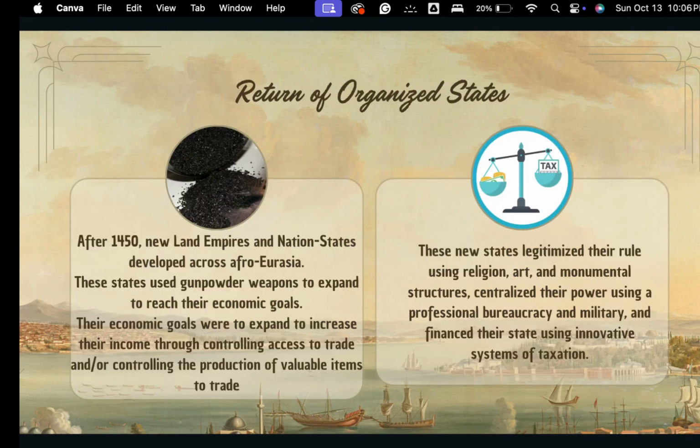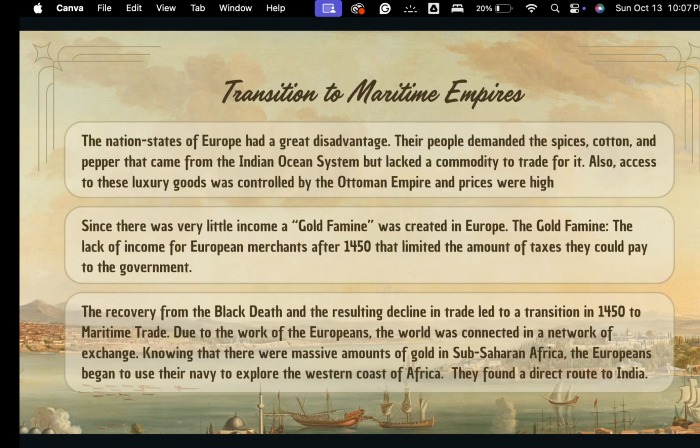So, after 1400, new land empires and nation states developed across Afro-Eurasia. These states used gunpowder weapons to expand to reach their economic goals. Their economic goals were to expand to increase their income through controlling access to trade and or controlling the production of valuable items to trade. These new states legitimized their rule using religion, art, and monumental structures, centralized their power using professional bureaucracy and military, and financed their state using innovative tax systems. Obviously, this is the rise of empires.